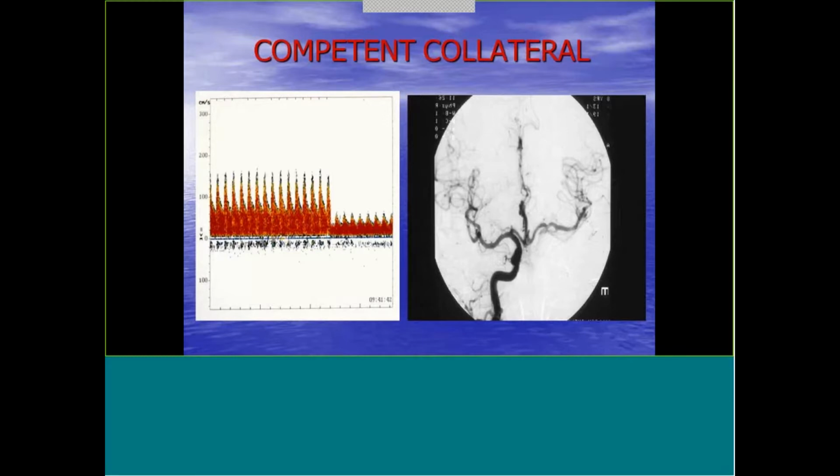So if the patient has good collateral flow, this is what you're going to see. This is an angio showing the crossover flow here. It's showing that one side of the brain is protecting the other side. And we have flow, so here's before they clamp and this is when they clamp. So we still have flow there.